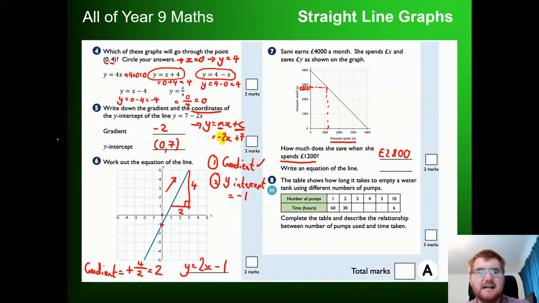So we do this in exactly the same way as how we did question 6. So I'm going to draw a triangle. Again, it can be big, it can be small, but as long as we draw a right angle triangle and make sure it's nice and accurate.